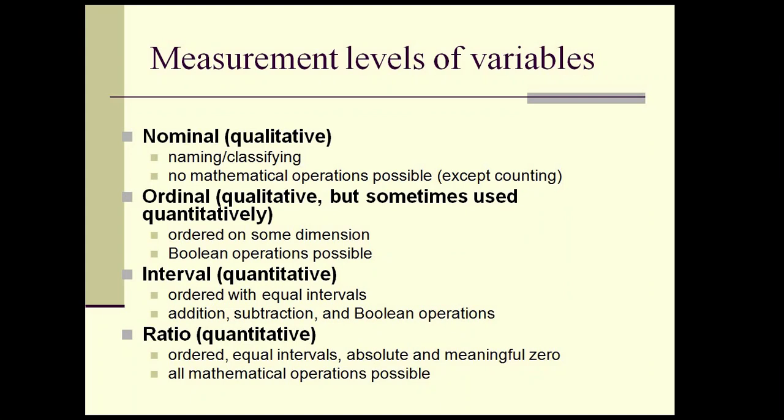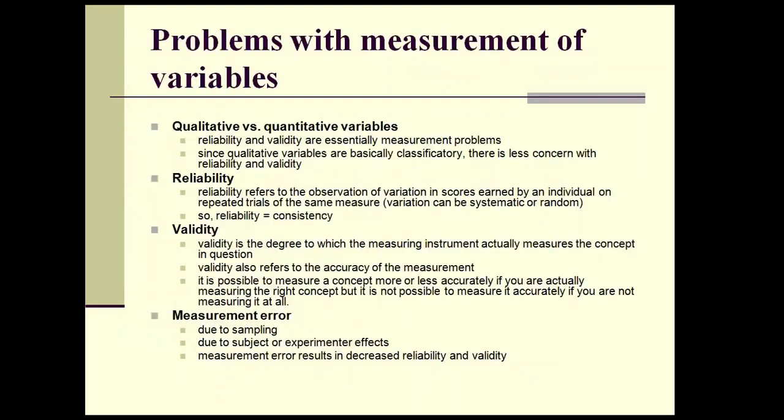Third one is interval, or quantitative variables, quantitative measurement of variables. They are ordered with equal intervals. Here addition, subtraction and Boolean operations are possible. And lastly, the fourth type of measurement is known as ratio. It is a quantitative measurement. It is ordered, having equal intervals, and an absolute and meaningful zero. All mathematical operations are possible with ratios.